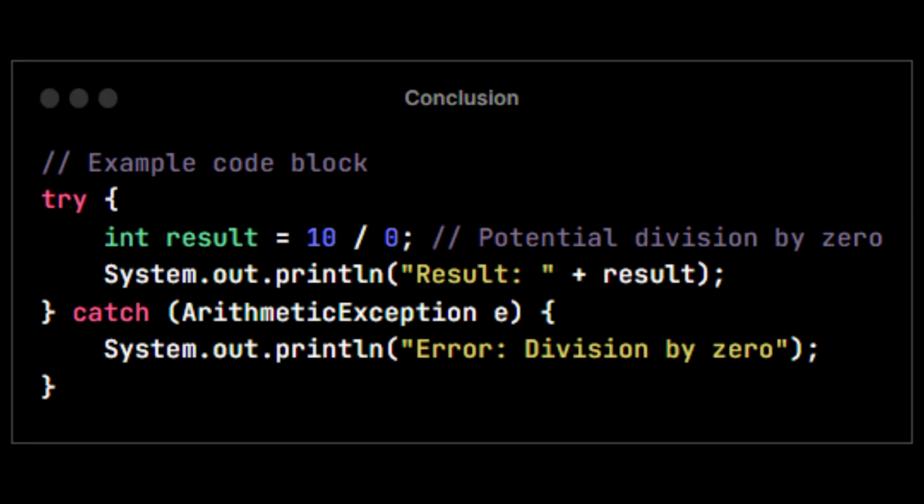Exception handling is a crucial aspect of Java programming to ensure robust and reliable applications. By using try-catch blocks, finally blocks, understanding how to throw and handle exceptions, and differentiating between checked and unchecked exceptions, you can effectively manage errors and exceptional conditions in your Java programs.